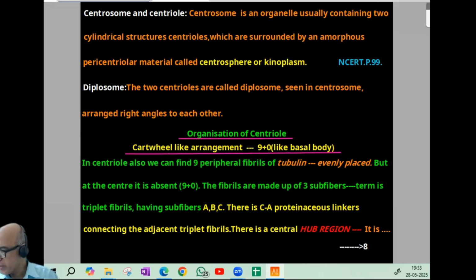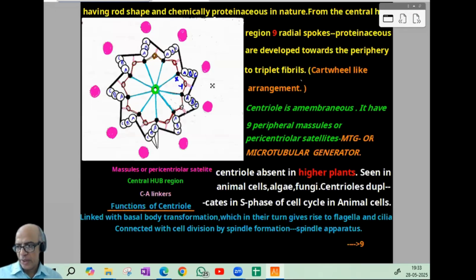Now comes the organization of the centriole. Showing the diagram, this is not in NCERT, just drawn for your reference. Organization of the centriole is otherwise called a cartwheel-like arrangement. It is basically 9 plus 0 like the basal body. In the centriole we find 9 peripheral fibrils of tubulin, evenly placed, but at the center it is absent. That is why it is 9 plus 0. Cilia and flagella are 9 plus 2, here it is 0.